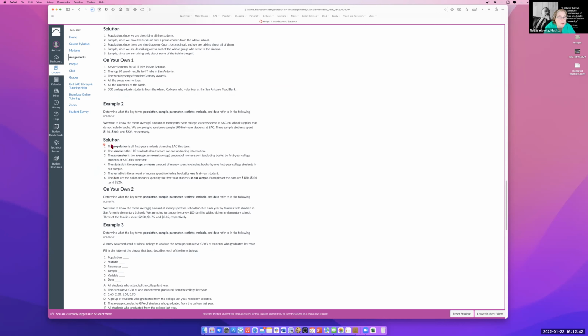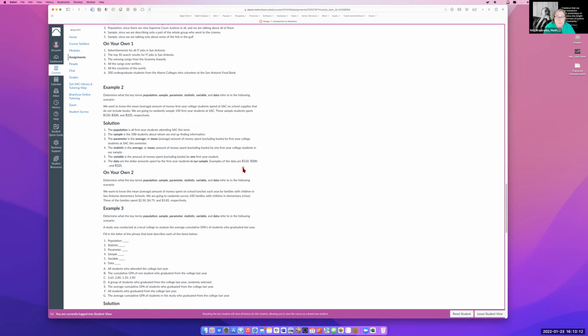Variables come from population. So variable, population, parameter. Those go together. Sample, statistic, data. Those go together. So our statistic is the average amount of money spent by a first-year college student at SAC, not counting the books. The variable is the amount of money spent. The data, examples of data are $150, $200, and $225.